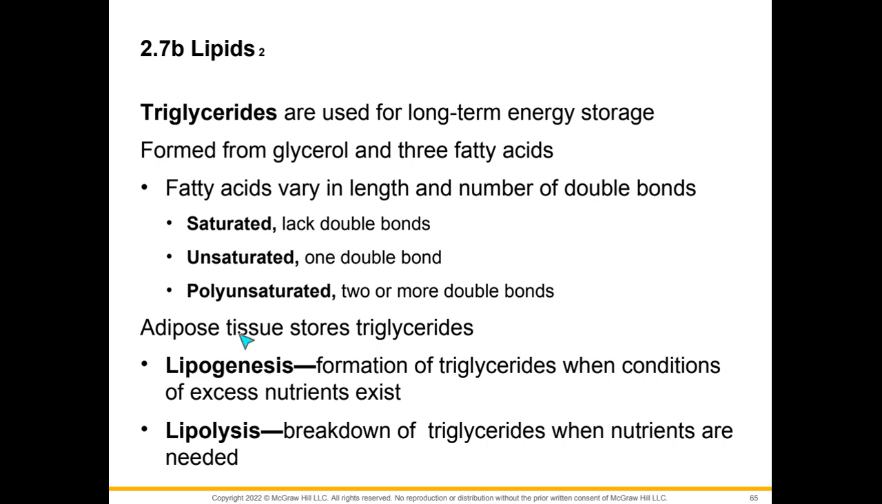In adipose tissue, the process of making fat is known as lipogenesis. Whereas if you need a carbon source, where do you break it down from fat? This is known as lipolysis.